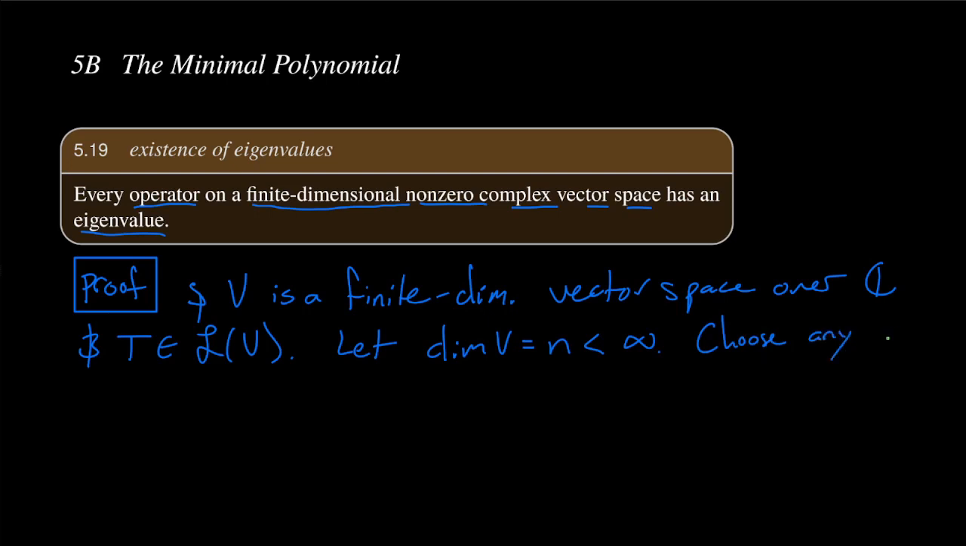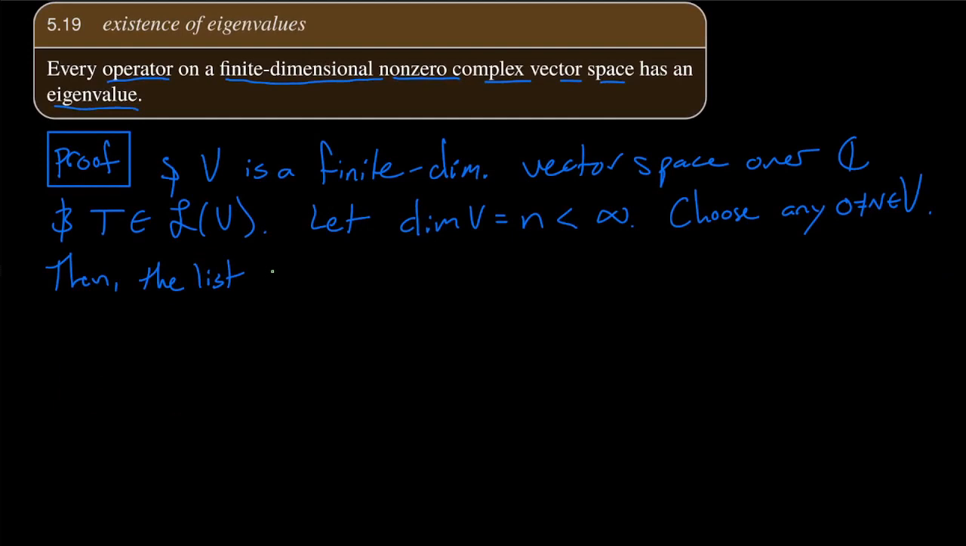Choose any non-zero v in V. Okay. Then the list. Okay, here's the trick. Here's the cool trick. This is what we'll do. The list v, Tv, T squared v, all the way up to T to the n v is linearly dependent. Okay, now that I've written it out, let's talk about this trick.